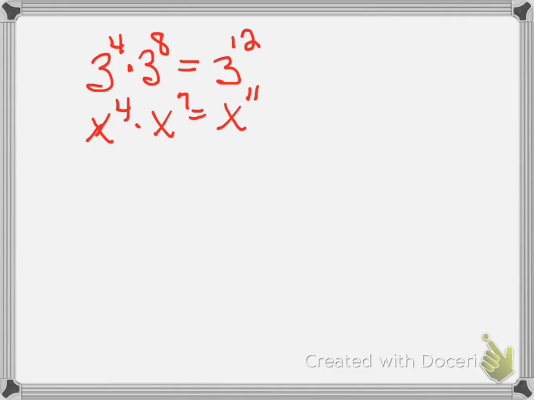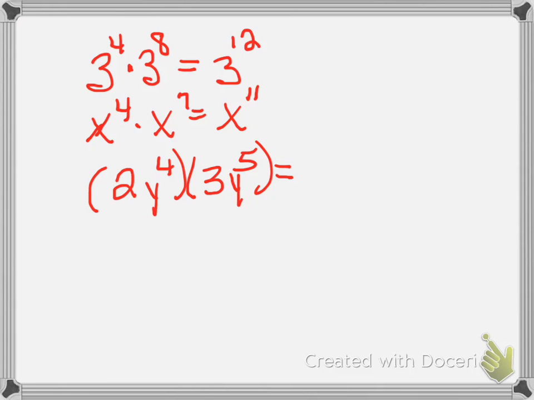But if we added coefficients to that, so let's say 2y to the fourth times 3y to the fifth, the 2 and 3 are different, so you have to actually multiply those two. So 2 times 3 is 6, and y to the fourth times y to the fifth, well, you leave the y, and you add the 4 plus 5, so 6y to the ninth power. That's finding a product of two monomials.